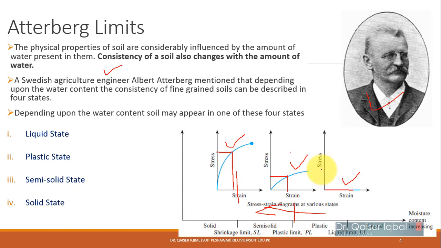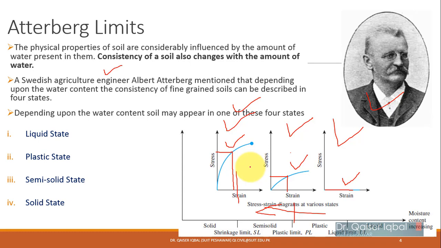The only thing different in all these three cases is there is more water over here, lesser water over here, and then further lesser water over here. So we are keeping on reducing the moisture or the water, and the shear strength is increasing. So it's clearly indicating that consistency or the resistance to deformation is dependent on the amount of moisture present in a particular soil.